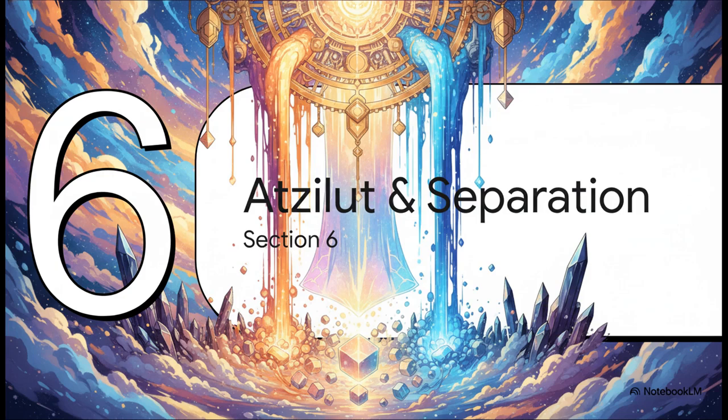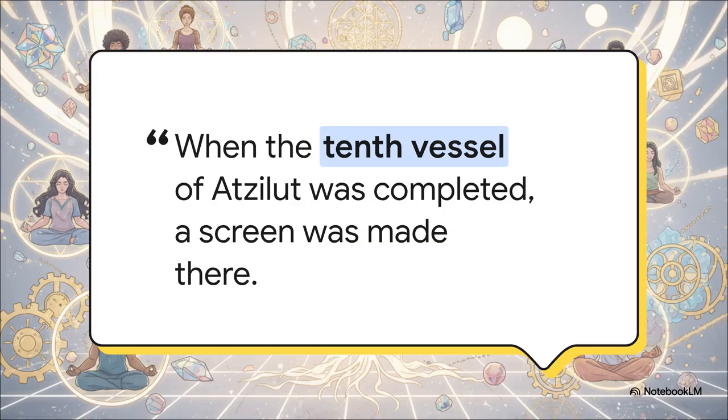Section 6. Atzilut and the separation. So what is the grand cosmic consequence of this incredible mechanism? It literally shapes the architecture of all the worlds. This interaction at the Masach doesn't just happen in a vacuum. It creates the fundamental dividing line of reality. Let's read the explicit text from Talmud Eser Sefirot, Part 3. It says, "When the 10th vessel of Atzilut was completed, a screen and curtain was made there, separating between Atzilut and the rest of the worlds below it."